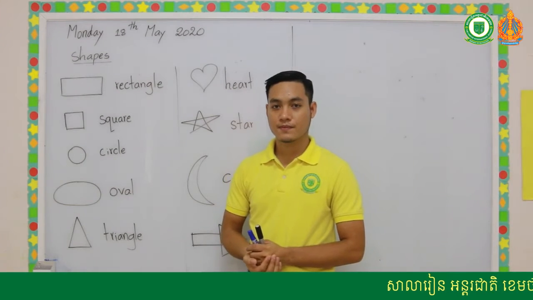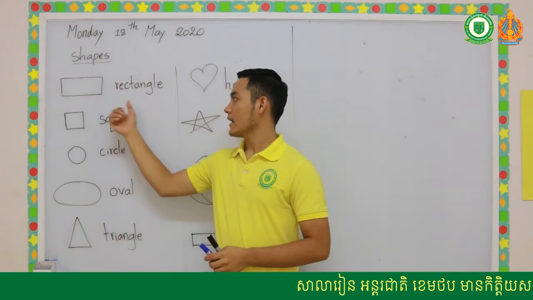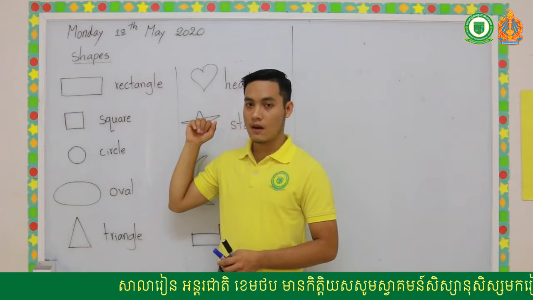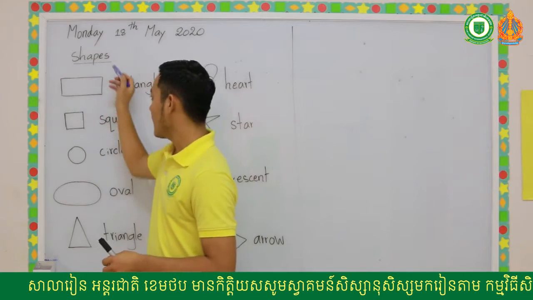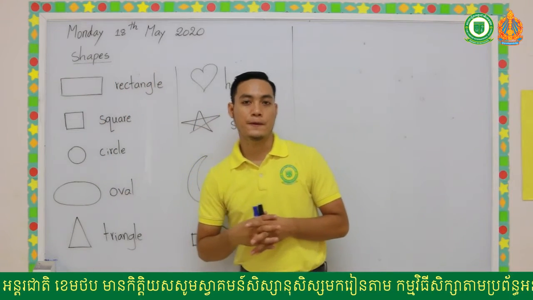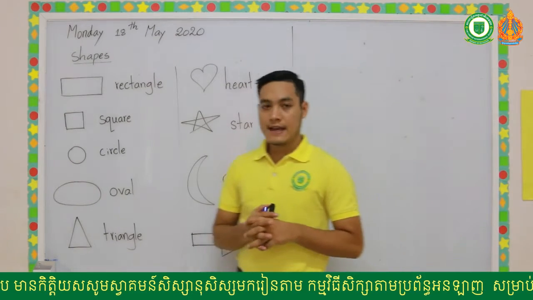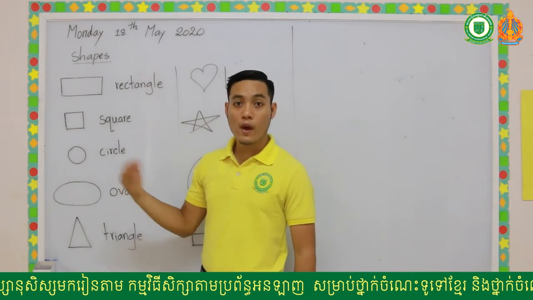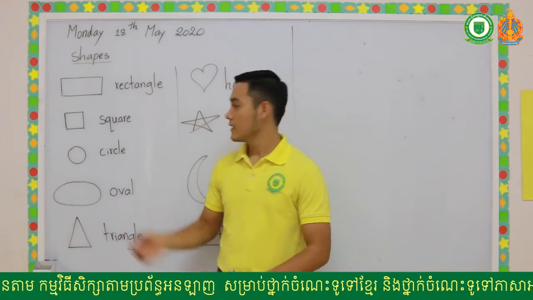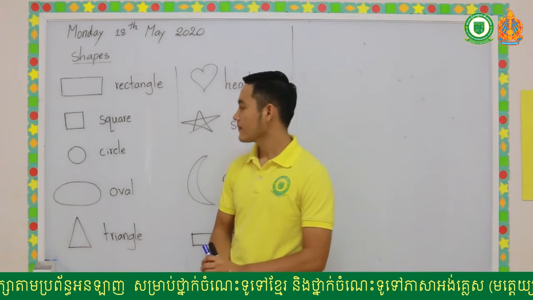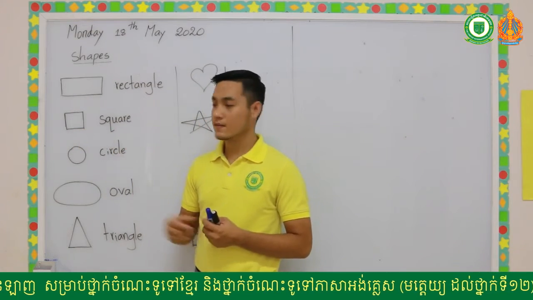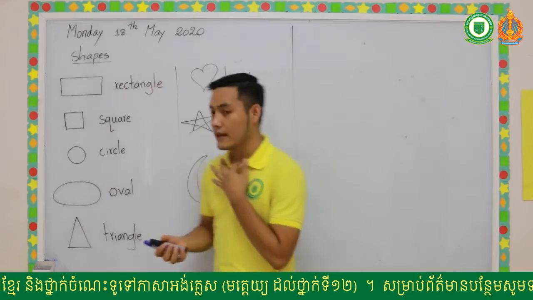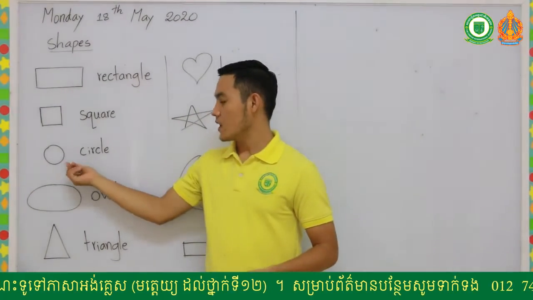Rectangle. Okay, rectangle. Again, rectangle. All right. So this one is rectangle. And the second shape is, okay, look at this. Square. All right. Square. Square. All right. Square. And this one is circle.